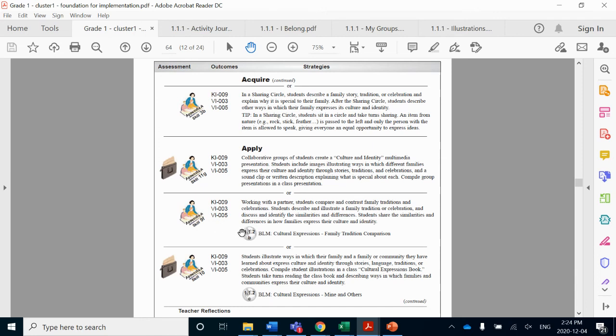Perfect. The other thing is you don't always have to use those Blackline Masters. You can see that these activities here don't include a BLM to go with them. But that's because these are things that don't rely on a handout. And these sometimes are the ones that are more interesting or more exciting for students. This example, students can create a culture and identity multimedia presentation. So that could be something like maybe they make a collage from magazines, or if your student is into YouTube and videos, maybe your student can make a video that shows their learning.